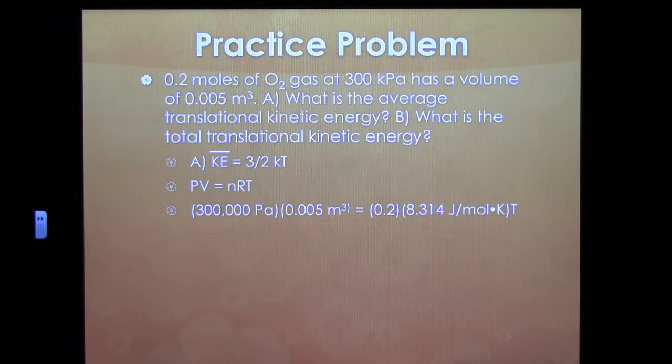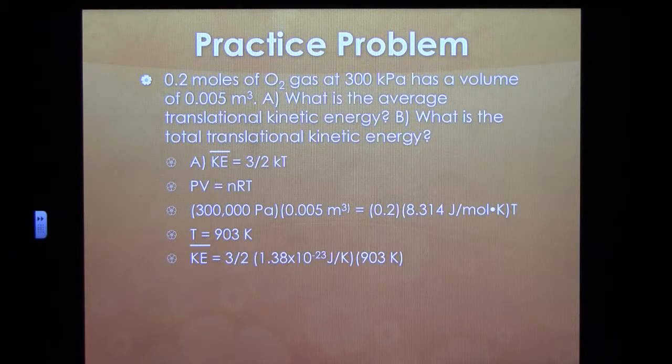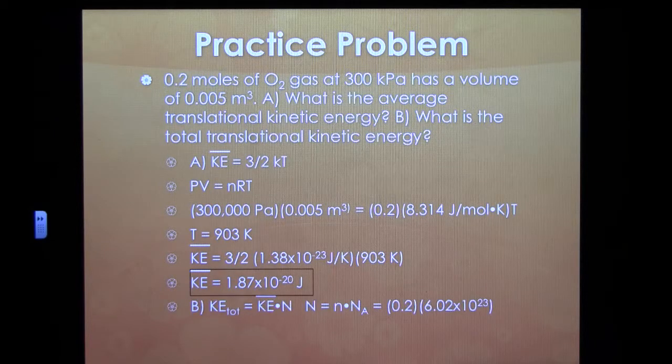Now, we're solving for the temperature T, so plugging in and rearranging, we find the temperature to be 903 Kelvin. So now we can plug that temperature into our average kinetic energy formula, 3/2 kT, and we find the average kinetic energy of the molecules to be 1.87 times 10 to the negative 20 joules. Part B asks us to find the total translational kinetic energy of the entire gas.